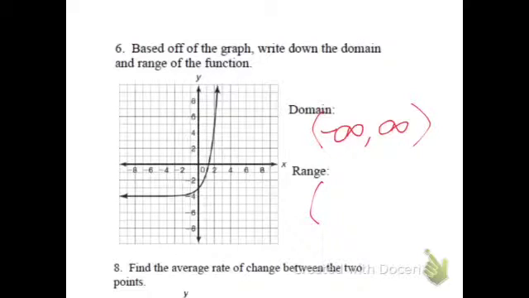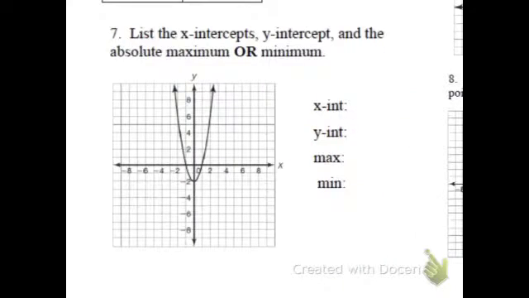Range, that's the possible y values. What's the lowest that this graph goes? Well, it goes down all the way to negative 4 here, and it doesn't go below that, even over at negative infinity. And so your y's just go down to negative 4, but it does go up forever. And so it's going to go up to infinity.